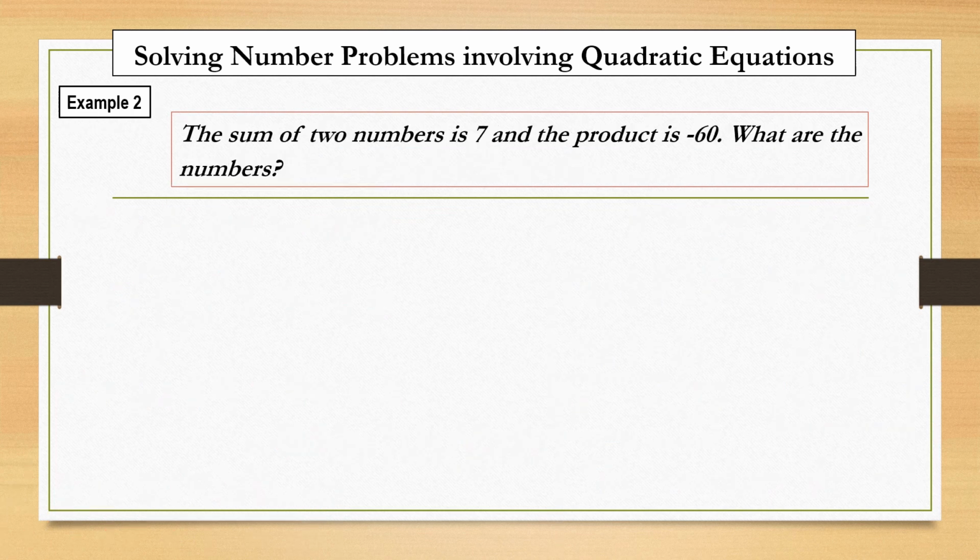Another example. The sum of two numbers is 7 and the product is negative 60. What are the numbers? Again, the sum of two numbers is 7 and the product is negative 60. What are the numbers? First, let us assign a variable for the first number. So let x be the first number. Now, how do we represent the second number if the sum of the first and the second number is 7? Therefore, the second number is 7 minus x.